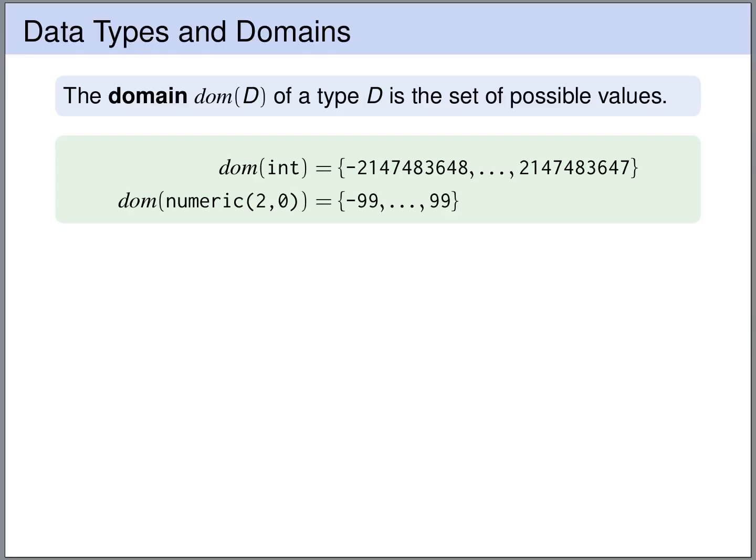Every data type D comes with a particular domain, which we denote by DOM(D). This is the set of possible values that this data type can take. So for example, the domain of numeric(2,0), recall that numeric(2,0) are 2-digit decimal numbers, none of the digits after the comma, can take values between -99 and 99.